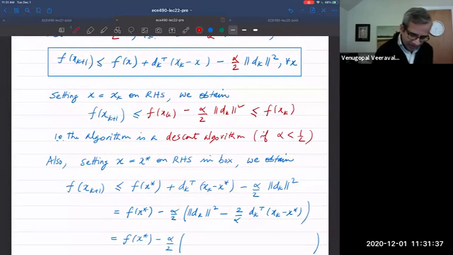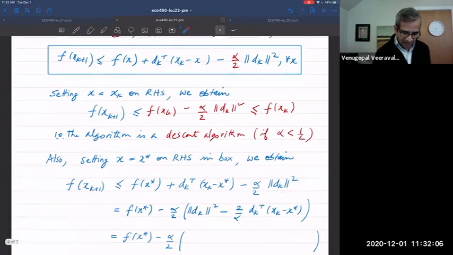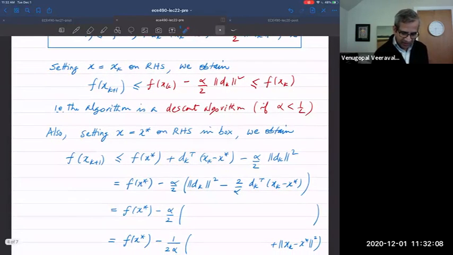So now, the stuff inside this box is useful in two ways. One is that it's useful in showing that it's a descent algorithm. The other thing it's useful for is saying how close I can get my xk plus 1 to x star. So if I set x equal to x star on the right hand side, I get this. All right. So I'm going to rewrite that as just alpha over 2 dk squared minus this.